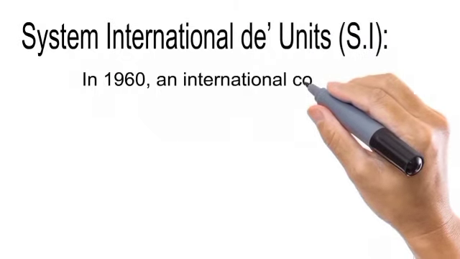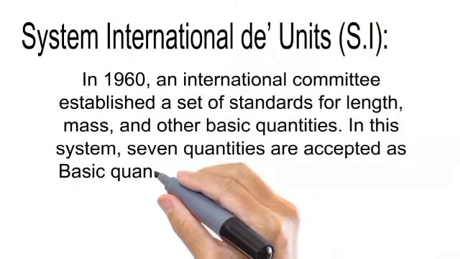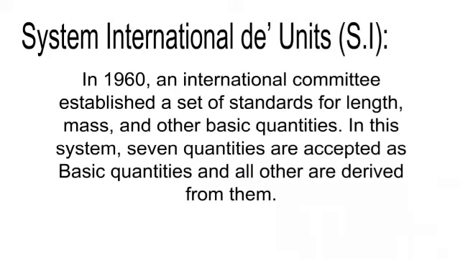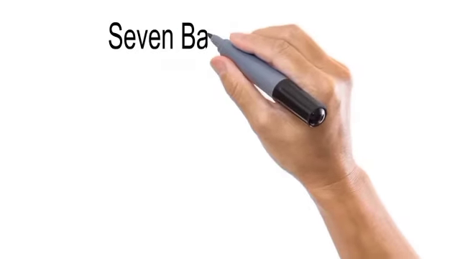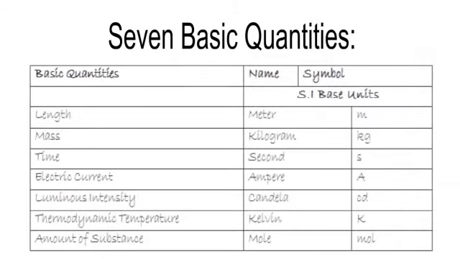Système International d'Unités, SI. In the 1960s, an international committee established a set of standards for length, mass and other basic quantities. There are 7 basic quantities in the SI system.